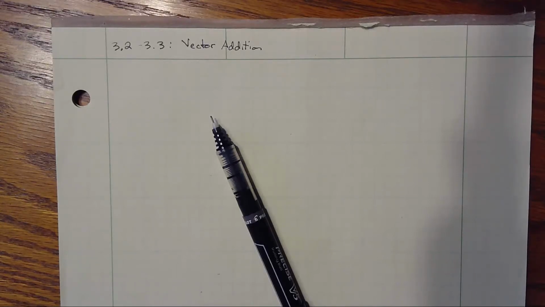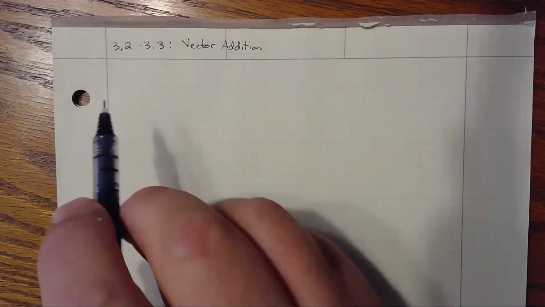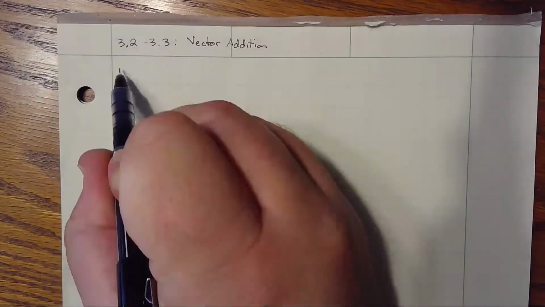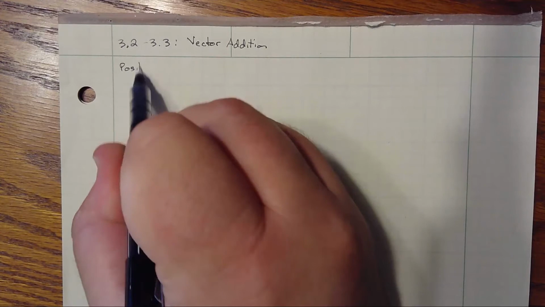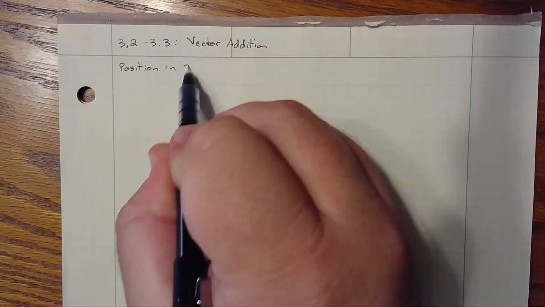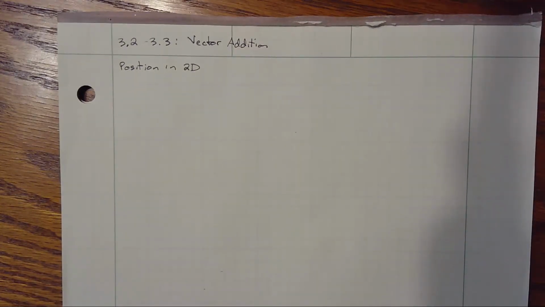All right, let's add some vectors together. So this roughly follows sections 3.2 and 3.3 in the book. And the techniques that we're going to use here, we're going to be using a lot once we get to talking about forces. And so it's good to have a good handle on how we're doing things.